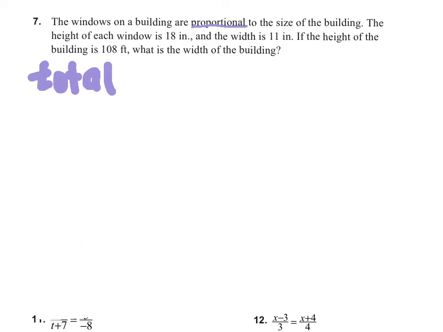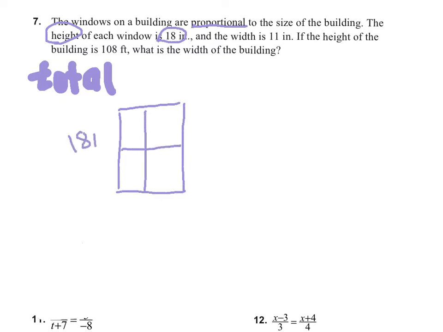So what it says is that the height of each window is 18 inches. So I have a window, and a lot of times when I do a story problem, if I can, I draw a picture. So here's my window, and the height of it is 18 inches. So I go ahead and label that. And then it says that the width is 11 inches. So here's my width, and that is 11 inches.